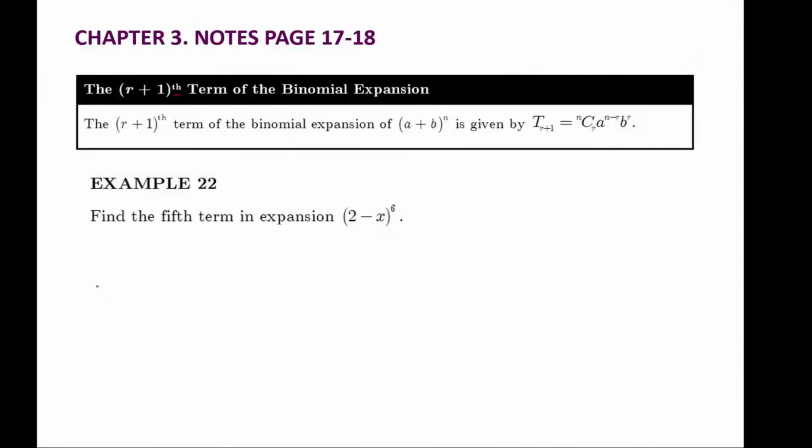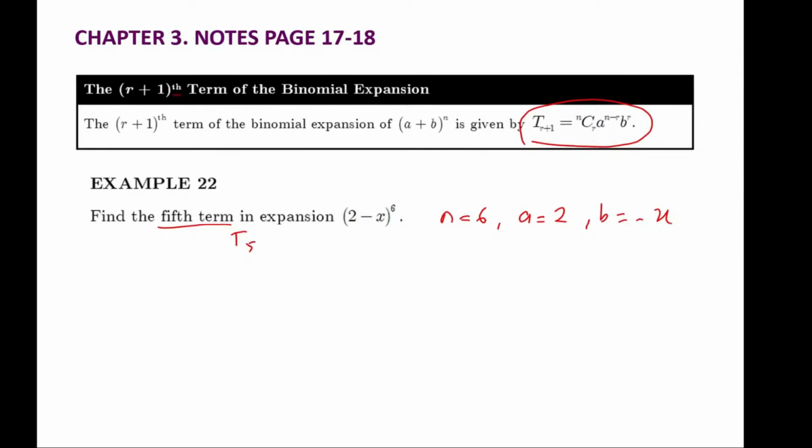Hi, we are now still in chapter 3. Now we have a formula to find the r plus 1th term of our binomial expansion, a plus b to the power n, and it's given by T(r+1) equals nCr times a to the power n minus r times b to the power r. So we shall look at example 22. We have to find the 5th term, which is T5, in our expansion given, with n equals 6, a equals 2, and b equals minus x.